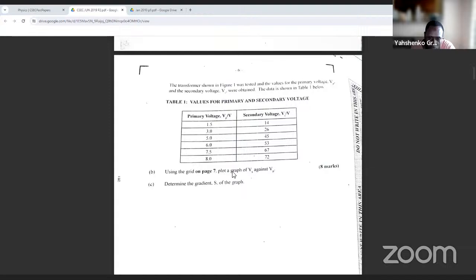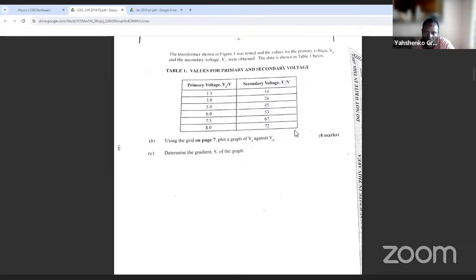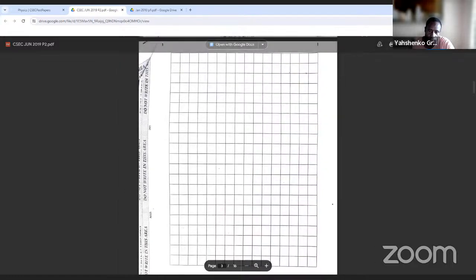Using the grid on the graph paper, plot the graph of VS against VP. All right, so let's do that. So VS against VP. The fact that they put VS first means that VS must go on the y-axis and VP on the x. So when they state it in the name, it's like that. All right, so here we go now. I'm gonna draw. All right, so VS will be along this axis in terms of voltage, and VP will be along this axis.